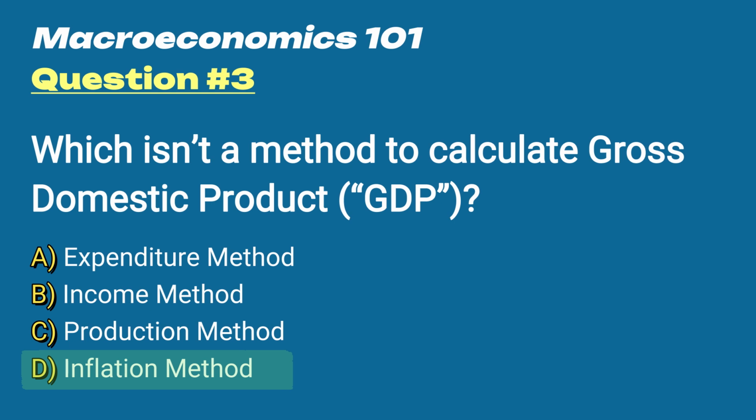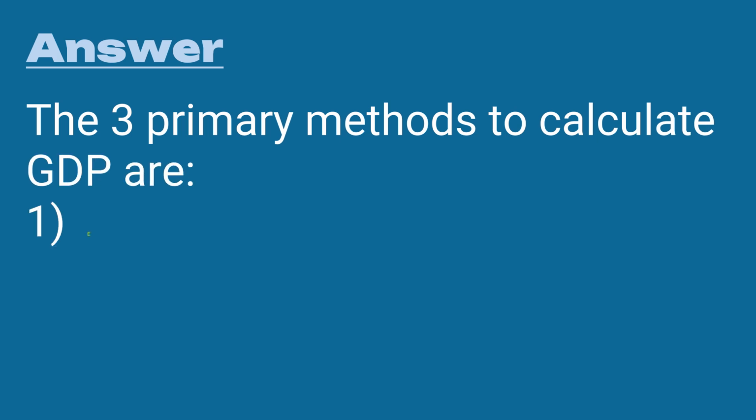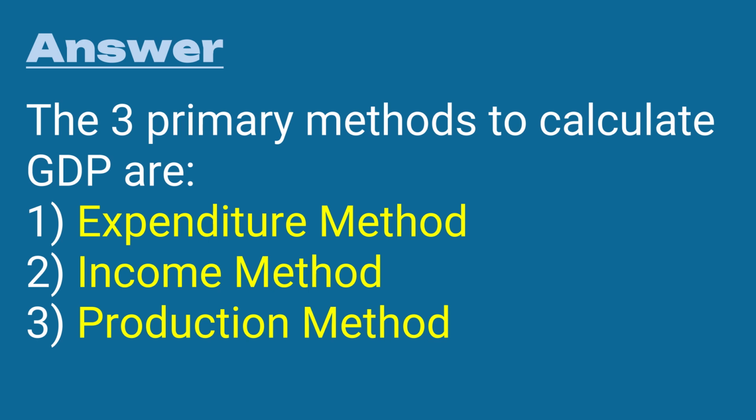The answer is D, inflation method. The 3 primary methods to calculate GDP include expenditure, income, and production. The inflation method is just one I made up.